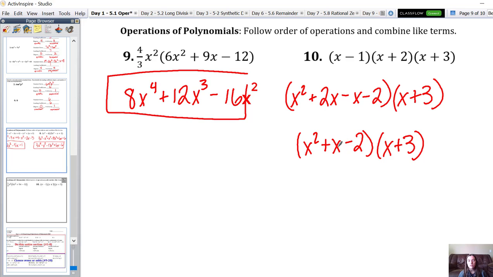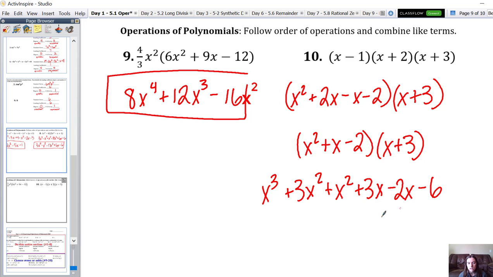Now I can distribute everything from the trinomial into everything with the binomial. X squared times x is x cubed plus 3x squared plus x squared plus 3x minus 2x minus 6. Combining like terms, we get x cubed plus 4x squared plus x minus 6.